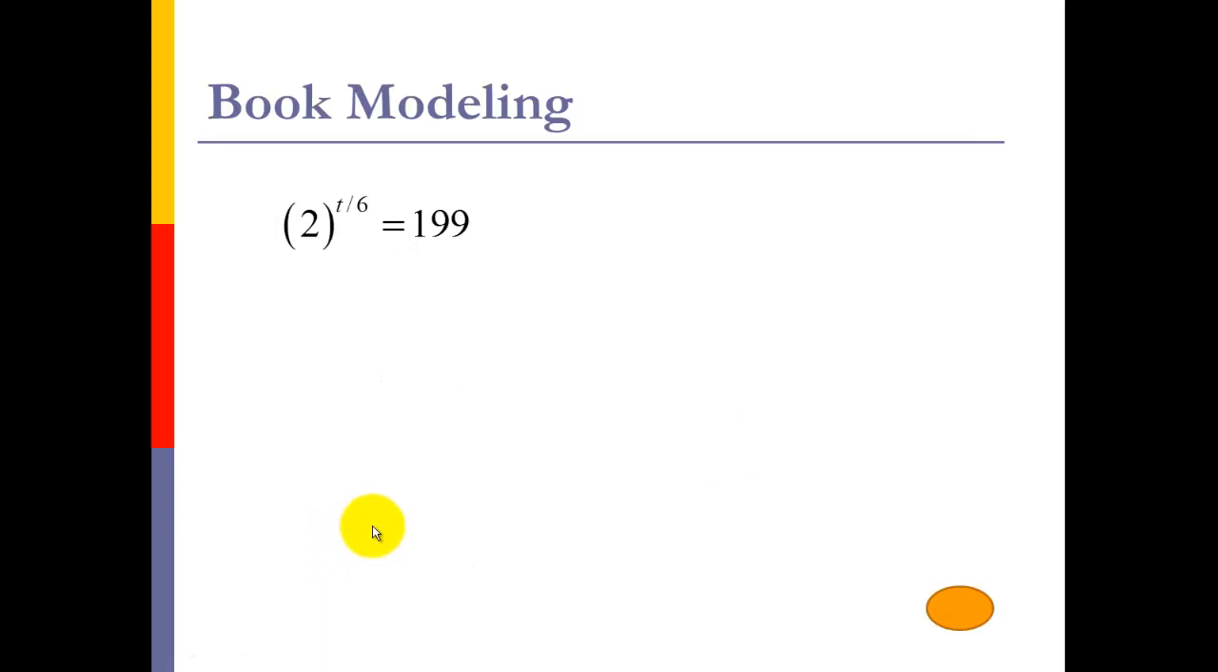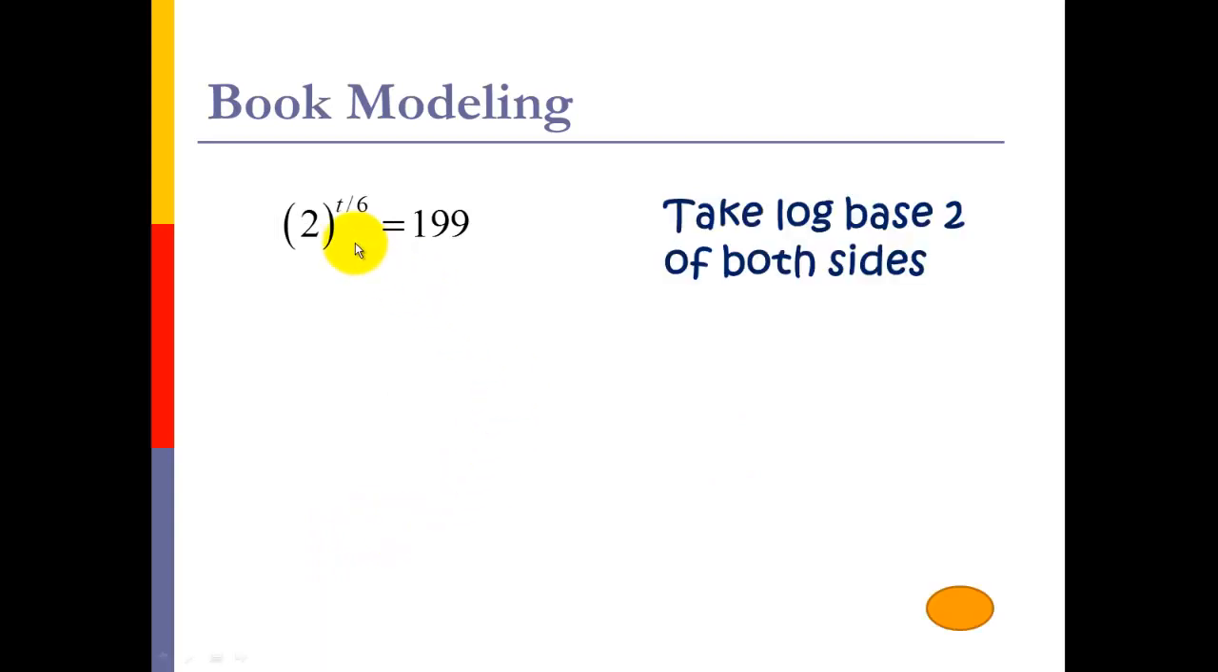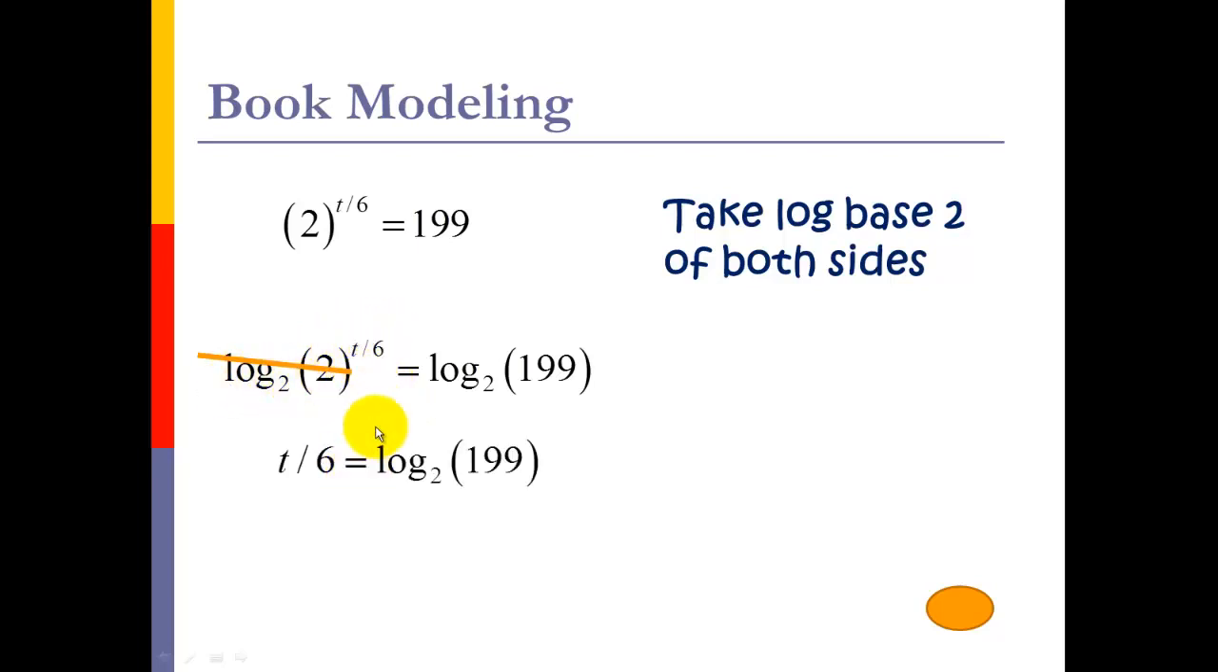Okay. Next step that I'm working on is I'm going to take the log base 2 of both sides. So I want to get rid of this exponential so that I can get t out of the exponent. And one way to do that is log base 2. So I do the log base 2 of both sides. Why? Because those two pieces will cancel out, will leave us the t over 6. Okay, so I've got the t over 6 now because the log base 2 and base 2 exponential cancel out.